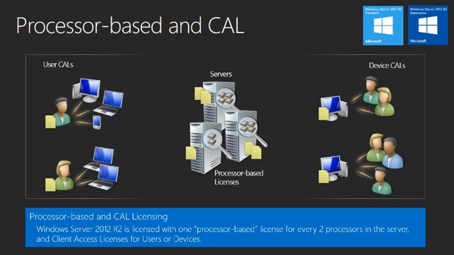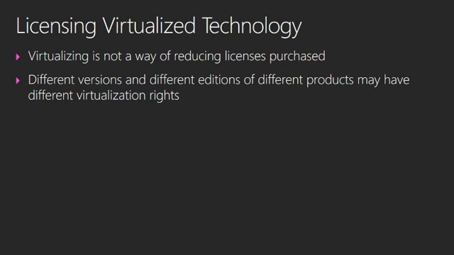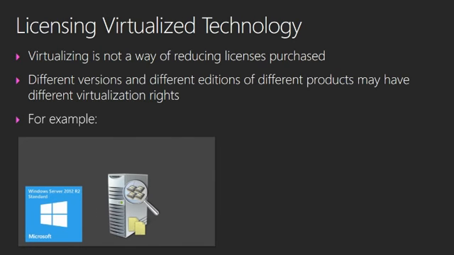We already talked a little bit about the idea of virtualization with our Windows Server summary slide, so let's look a little bit more at that now. The first thing to be aware of is that there are many benefits of virtualization, but reducing the number of licenses required is not one of them. Also be aware that virtualization rights are product, version and edition specific. So we're just going to do an example of Windows Server 2012 R2 here. You can't necessarily apply what we learn on this slide to other products. So let's have a look at the virtualization rights for Windows Server 2012 R2.